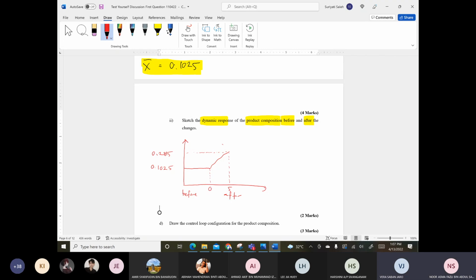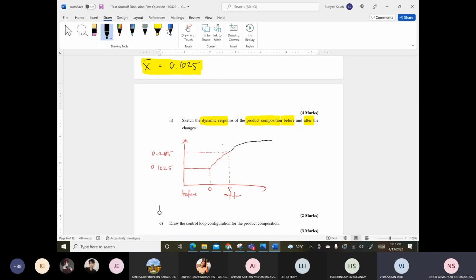Let's say I put 0 before the changes. So this is the response before and after the changes. You can see that the maximum is 0.2815. Why? Because this is based on the 5 minutes, so it's not reaching the steady state yet. If it were a complete first order response, it would start like this. The black line represents the complete first order, where it is still increasing until it is maintained at the new steady state.